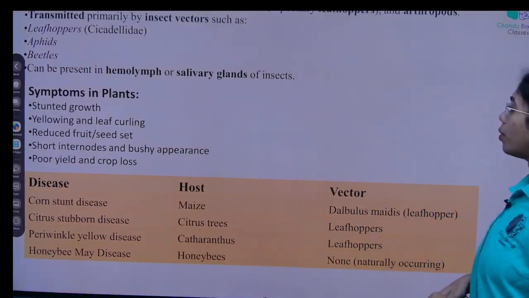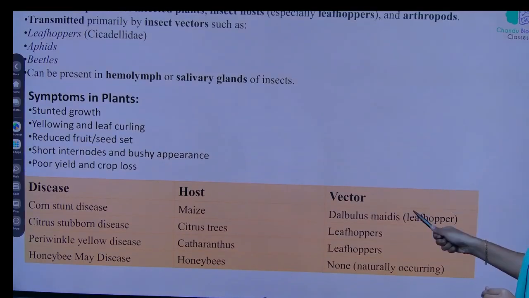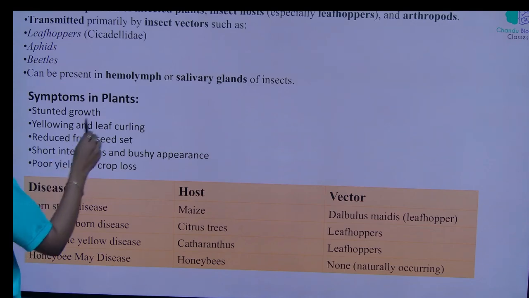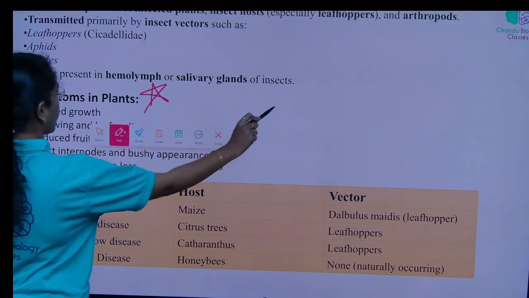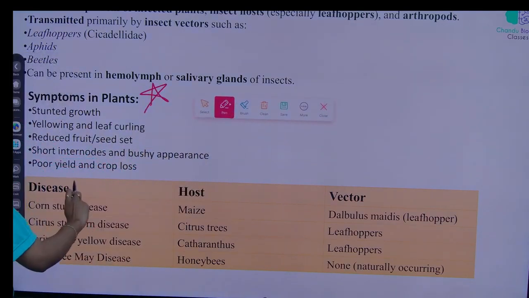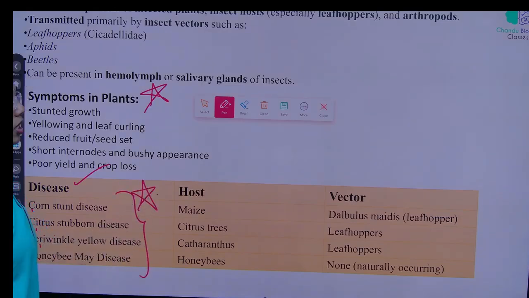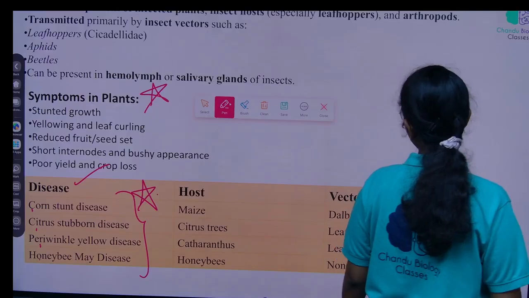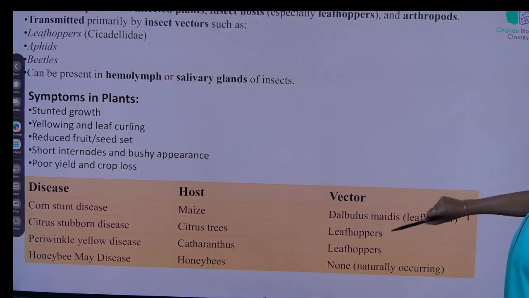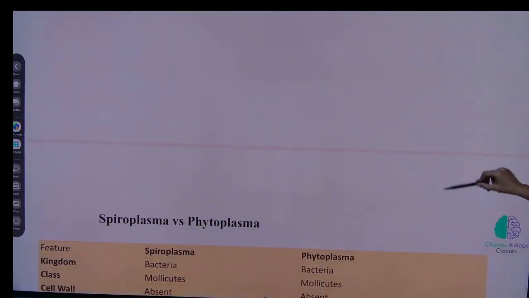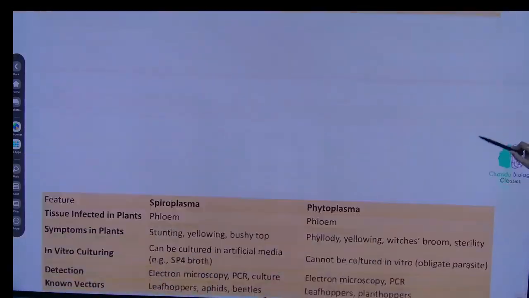Here we see what type of diseases are caused by spiroplasmas and what the vectors are. The single table and the symptoms are enough from this slide. Symptoms caused by spiroplasma and the diseases: citrus stubborn disease, periwinkle yellow disease, honeybee May disease. These are the major diseases caused by spiroplasmas, and these are the vectors through which they are transmitted. Next, control measures. These differences are important.